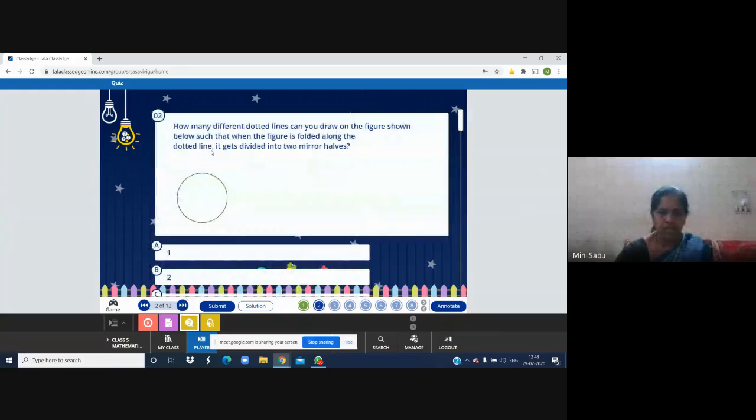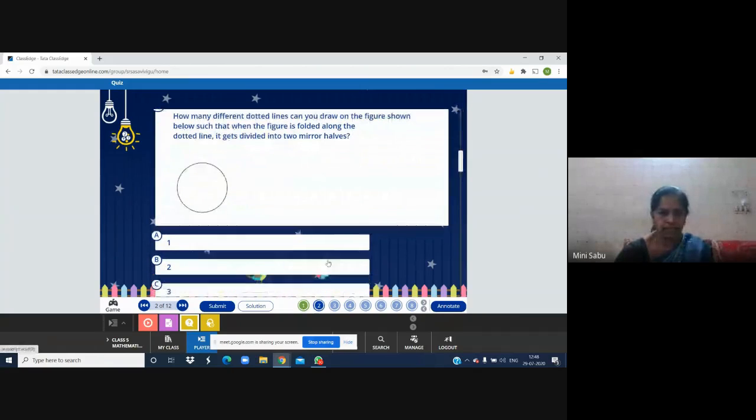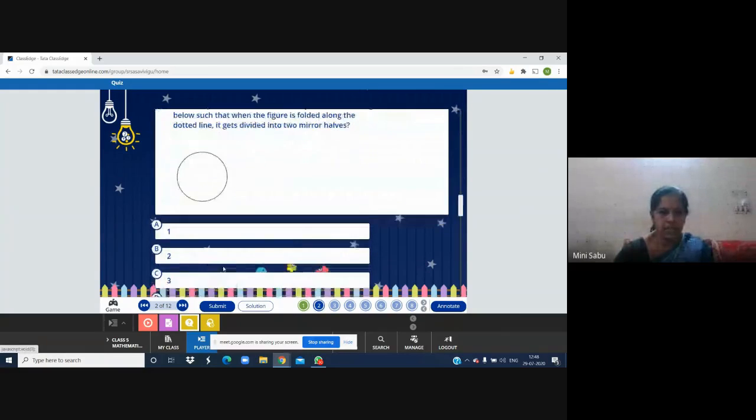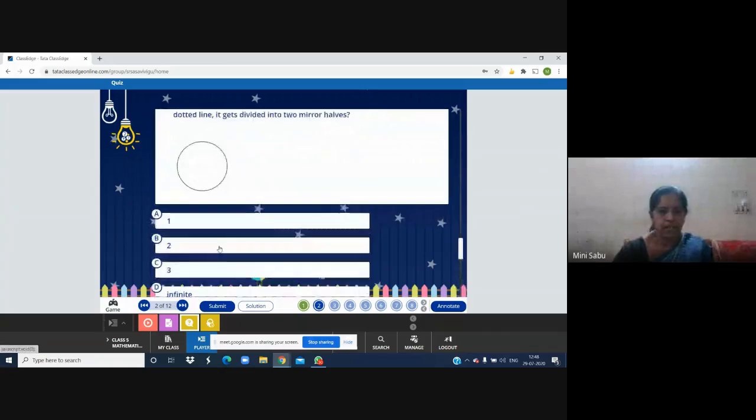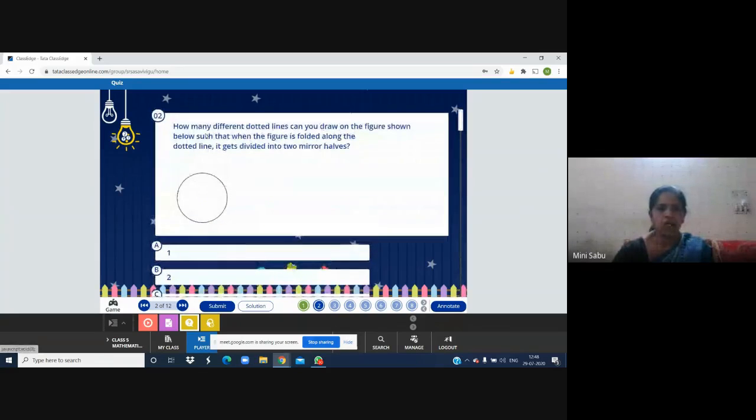Okay. Now the question is, there are four options. How many different dotted lines can you draw on this figure shown below, such that when the figure is folded along the dotted line, it gets divided into two mirror halves? Okay, and you have already learned last year about the circle.